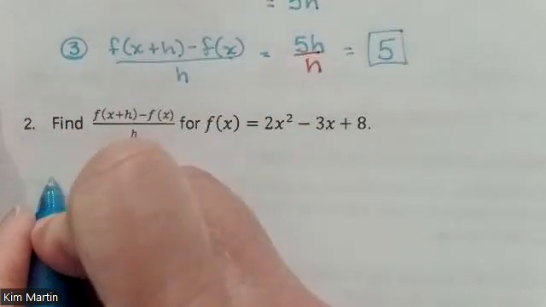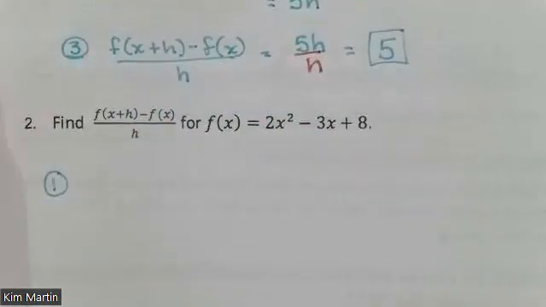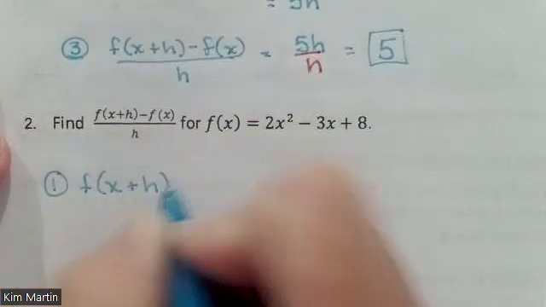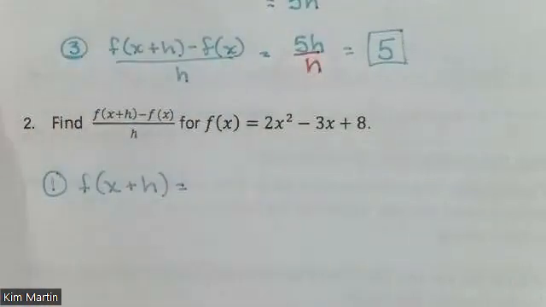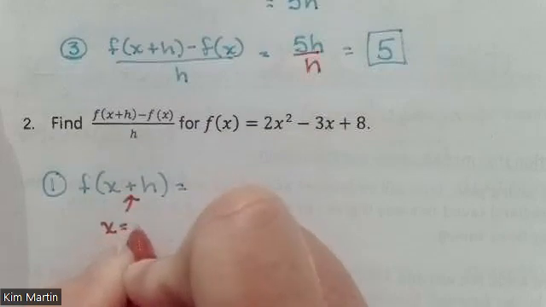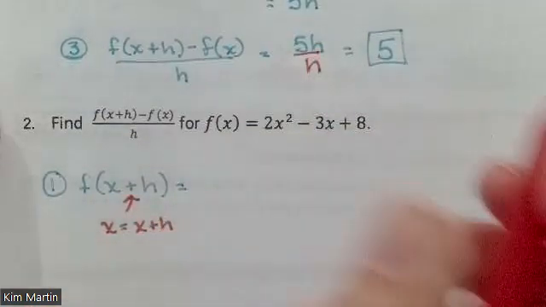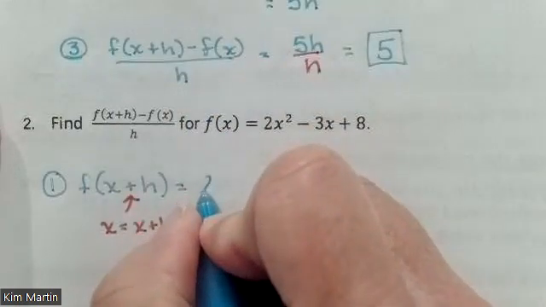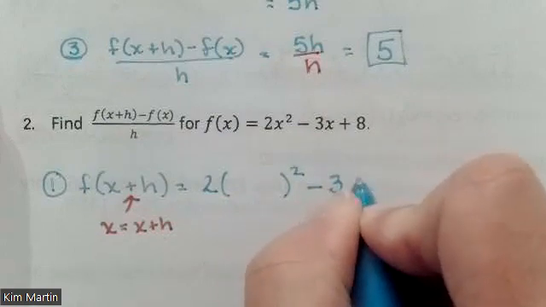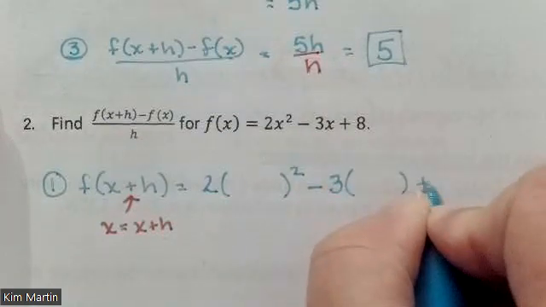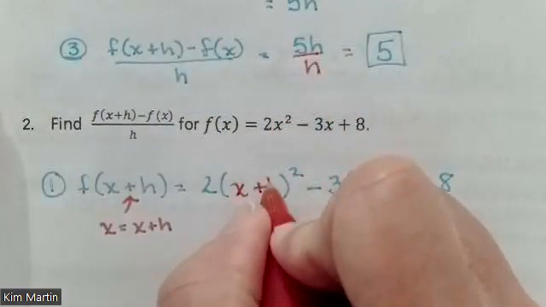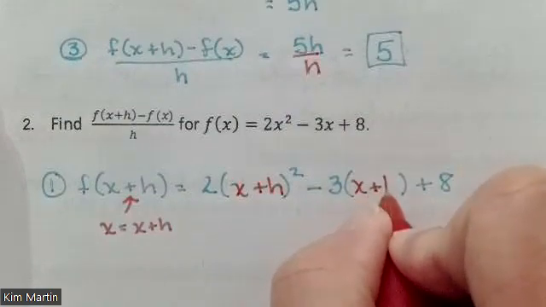Because here's what you're going to do. Step 1: find your f of x plus h. What that means is you take out your x and you put in x plus h. So that means 2 times x plus h squared minus 3 times x plus h plus 8.